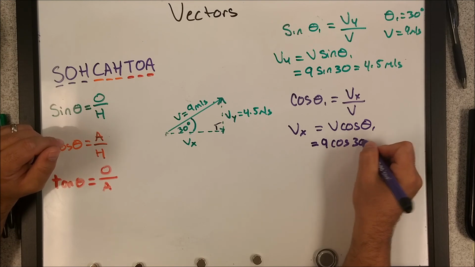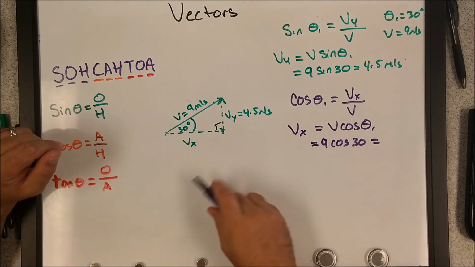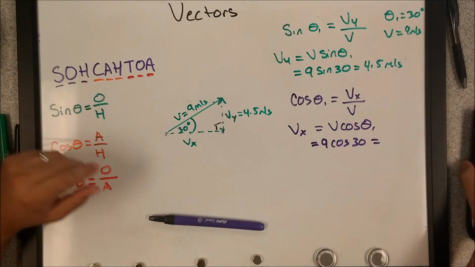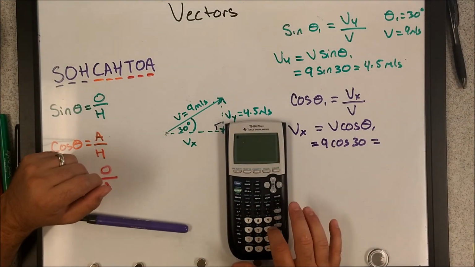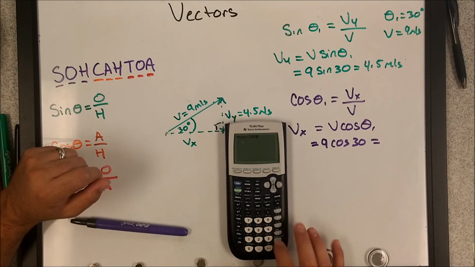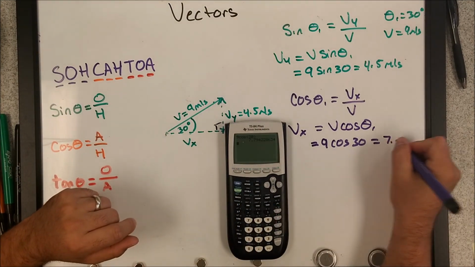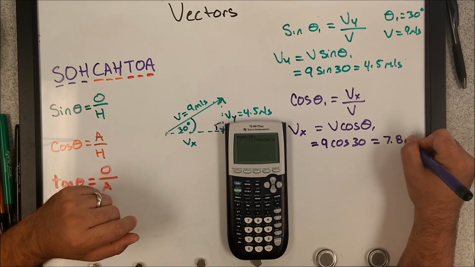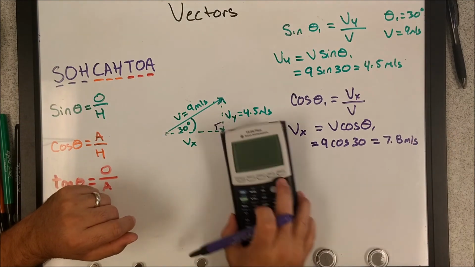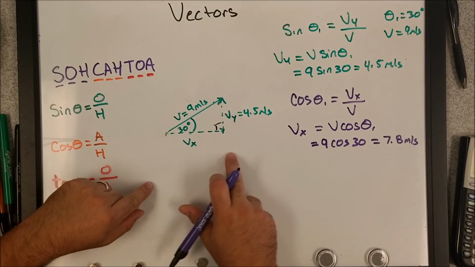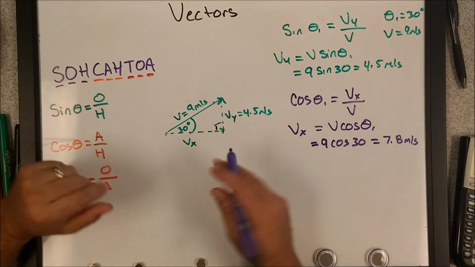Now cosine of 30 is not 1/2. There isn't a simple value for cosine that you can remember. I'm going to just go ahead and type it in anyhow. 9 cos 30. 7.79 meters per second. I'm going to round that up to 8. Rock on. And it's positive, so it's to the right. Good. Those are my x and y components.